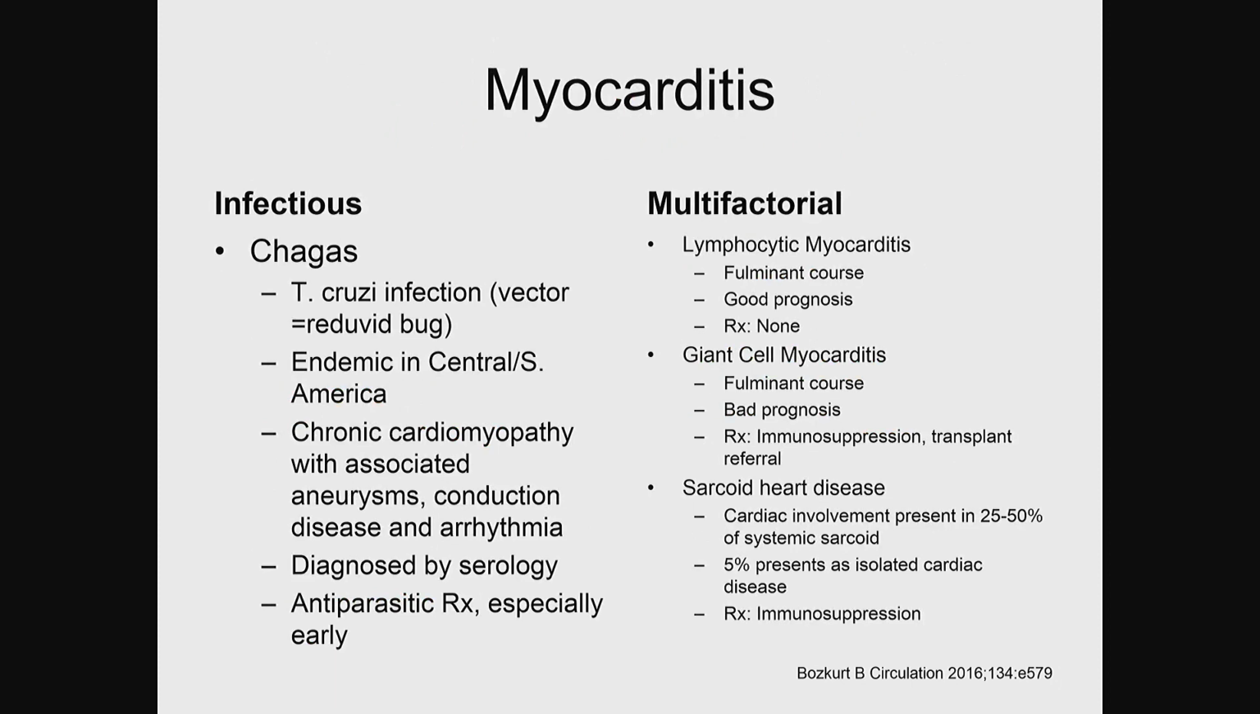So focusing on myocarditis, it's useful to think about that caused by infection and those that are multifactorial. Chagas disease, as mentioned earlier, is one of the most common causes of dilated cardiomyopathy in certain parts of the world, in particular where T. cruzi infection is endemic with the Reduviid bug as the vector. This includes Central and South America. The associated DCM with Chagas disease is chronic and indolent with associated ventricular aneurysms, conduction disease, and arrhythmia.